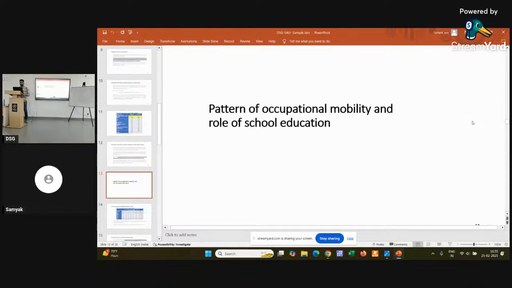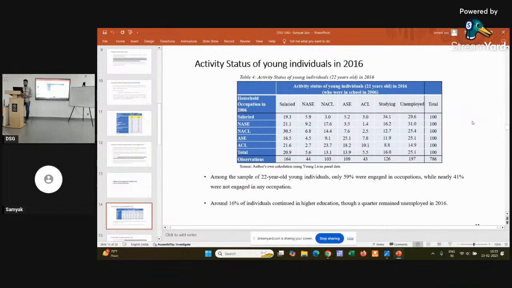Then, where does a child end up? A child attending a private school, a child attending a government school, where do they both end up? That's the aim of the study. We look at the status, whether a child is continuing in salaried occupation when he turns 22 years old, whether they are in NACL occupations, ASE, ACL, or whether they are continuing in their studies or simply unemployed.